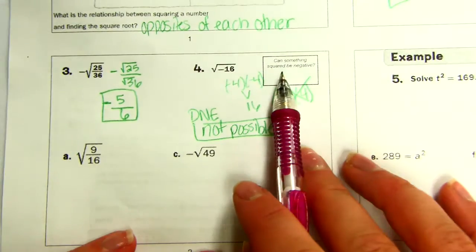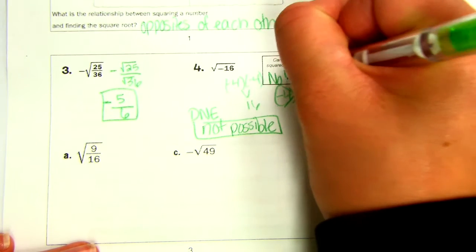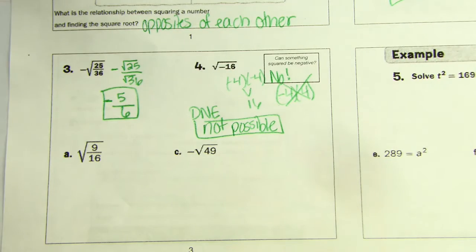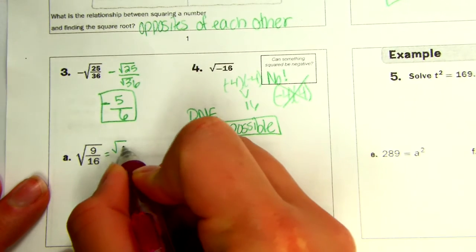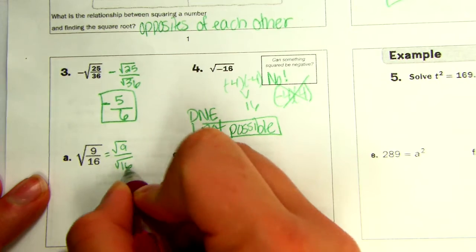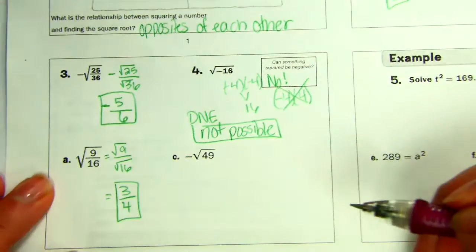So I ask, can something squared be negative? Anytime you take a negative times itself, it will always be positive. So the answer is no. You can never multiply something by itself, even if it's negative, and get a negative. So moving on to A. We could rewrite it like this, which would give us 3 over 4. Can't be simplified. No plus or minus sign.